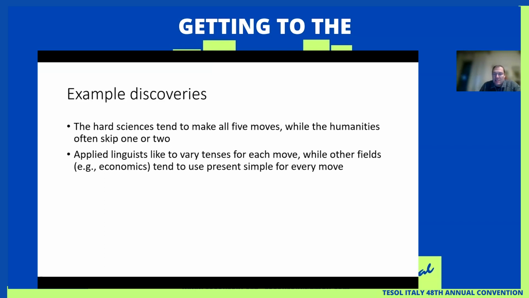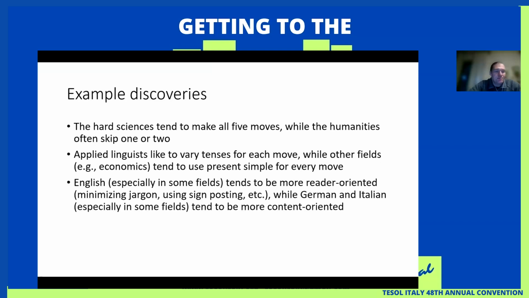We're also using tenses and other linguistic cues to signify to the reader the meaning that we want them to understand. English, especially in some fields, less so in others, tends to be more reader-oriented. So articles, research articles and abstracts as well, written in English, we tend to be more reader-oriented. We minimize jargon, we use signposting, etc., to make it more accessible and more readable.